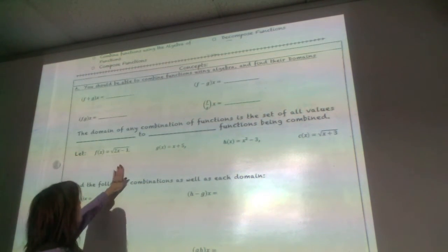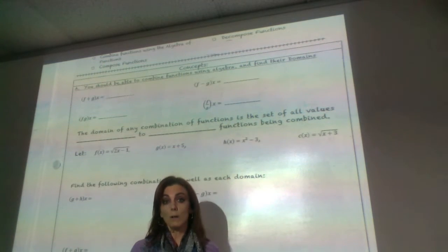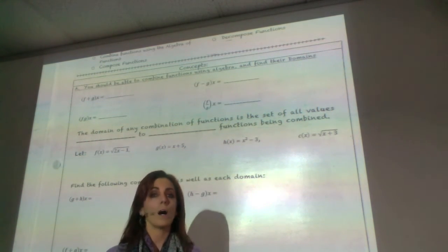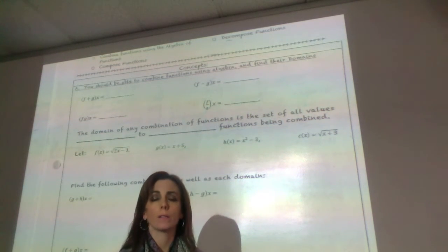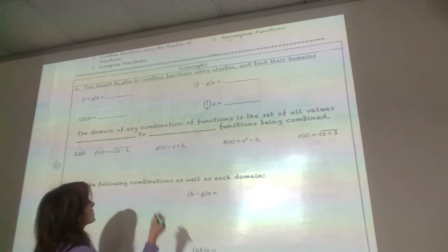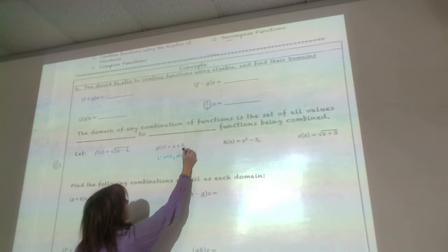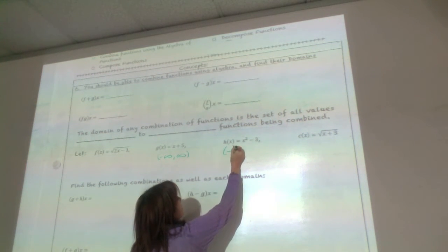So with these four functions, 2 of them don't have any of that stuff going on. 2 of them have no logs, no fractions, no radicals, so their domain is going to be the set of all real numbers, or from negative infinity to positive infinity.